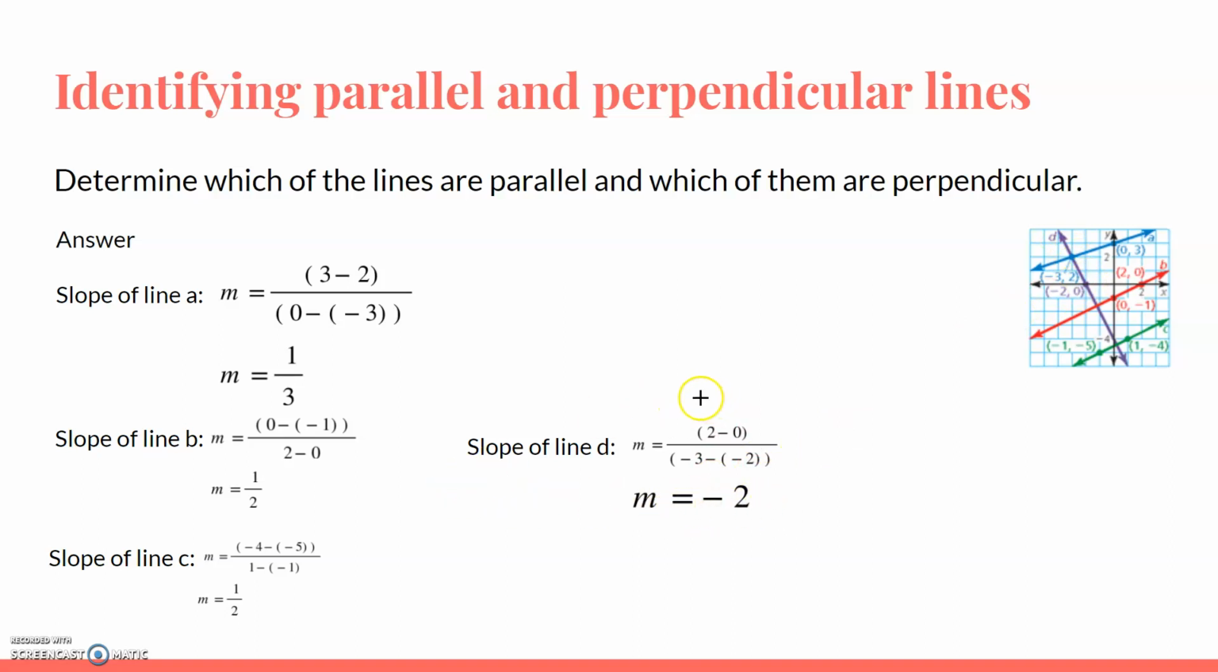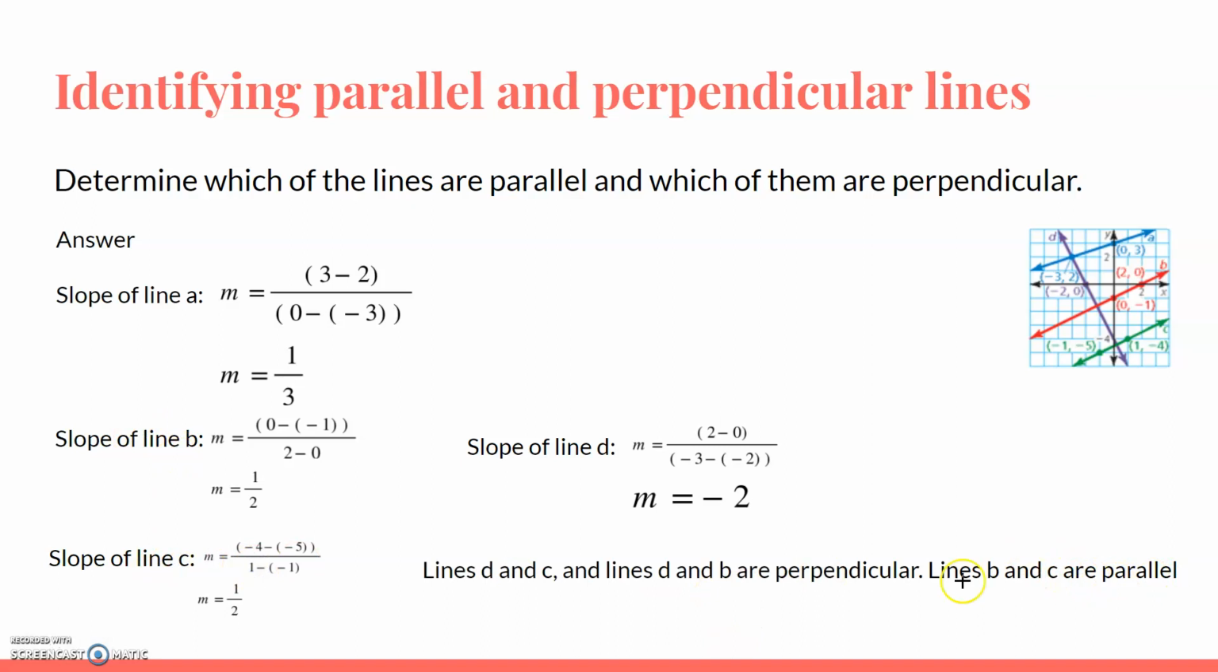Alright, so now for identifying which of these lines are parallel and which are perpendicular. As we learned, if two lines are parallel, then their slopes are equivalent. So as we can see, line B and line C are parallel. And lines D and B, and lines D and C, are perpendicular, because when you multiply -2 and 1/2, you get -1, which is the requirement for the slopes of two perpendicular lines.